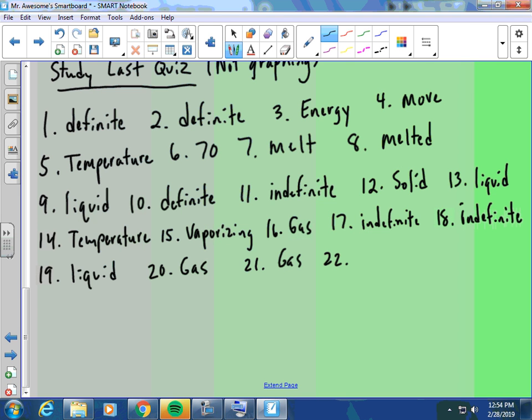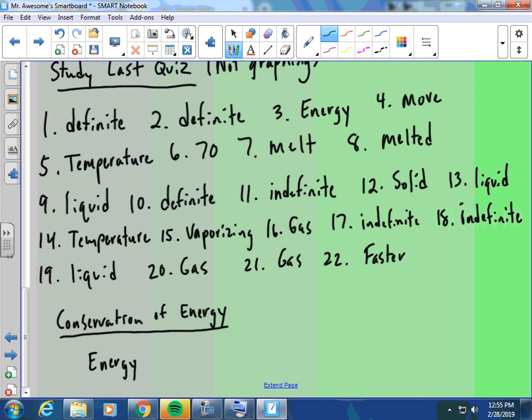All right, but the molecules are moving faster as indicated by the increasing temperature. Again, if the temperature is going up, the particles are moving faster. All right, conservation of energy. Conservation of energy means that energy, not matter by the way, some people automatically thought matter, but energy cannot be created nor destroyed.